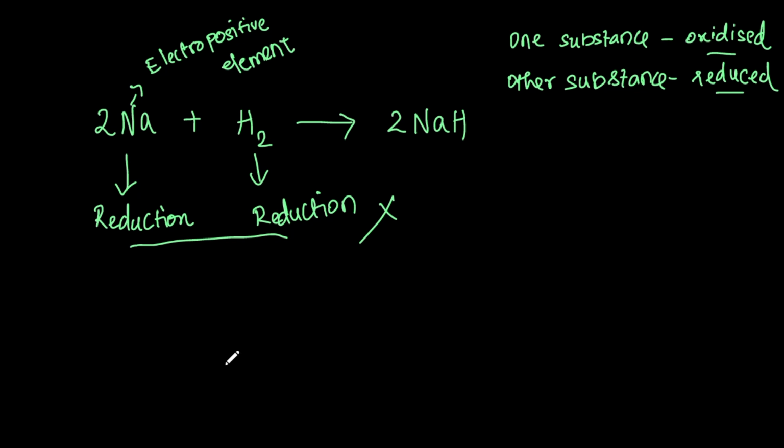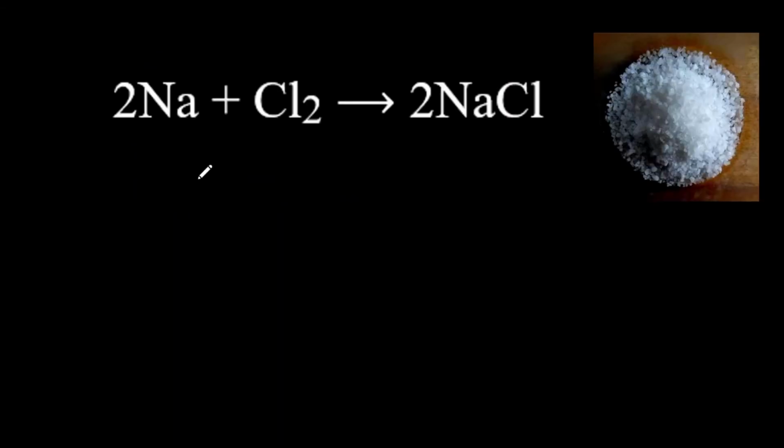Still, this concept needs some definition. So we are going to see that with the example of another equation. So let us go to the other equation. Let us see the other example. Instead of H2, we are taking Cl2. So 2Na plus Cl2 gives 2NaCl. Let us take this example and see what is actually oxidation and reduction.